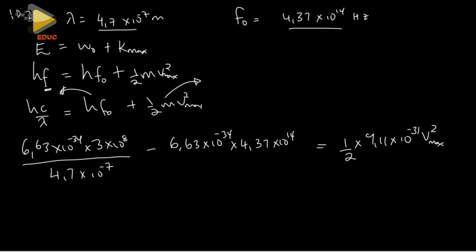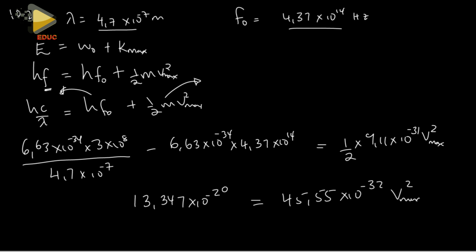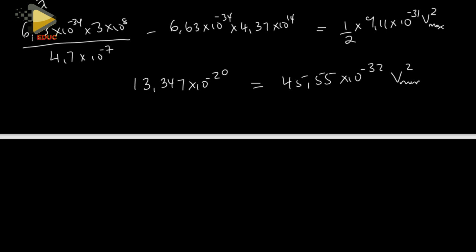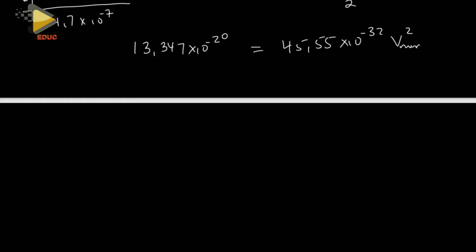Okay, so let's simplify the left hand side. When I subtract this, I'm ending up with 13.347 times 10 to the negative 20, which is equal to, when I simplify this, 45.55 times 10 to the negative 32 v squared. Just punch that in the calculator. Then I'm going to divide both sides and put everything under a square root.